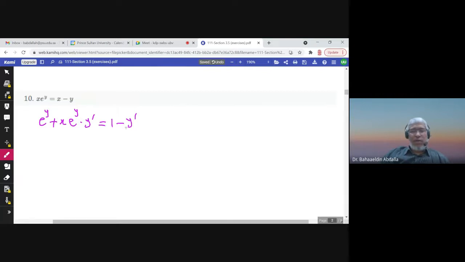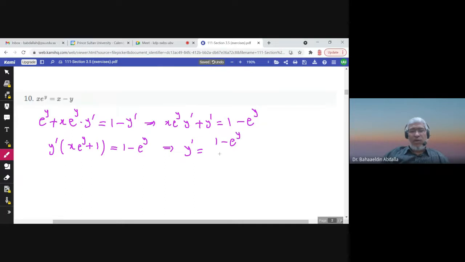Now, I'll keep x e y prime on this side, and take y prime also to that side, and I'll keep 1 here, take e to the power y to this side. So now I can take y prime as a common factor. If you take y prime from the second term, you have 1 equals 1 minus e to the power y, and finally y prime is 1 minus e to the power y over x e to the power y plus 1.